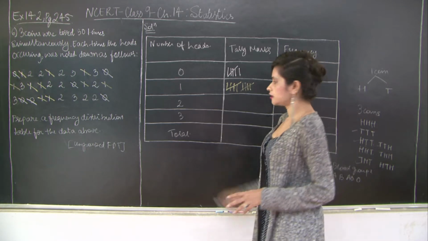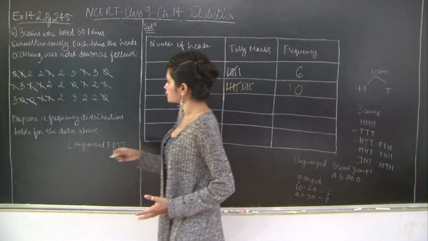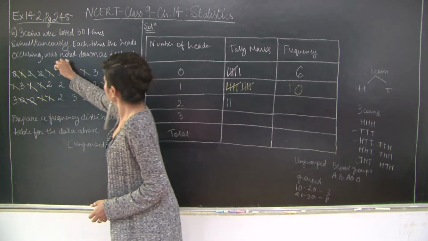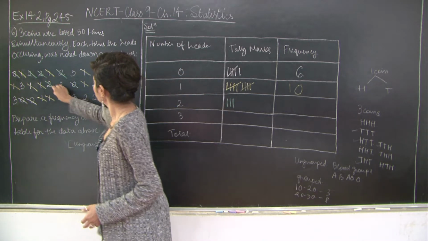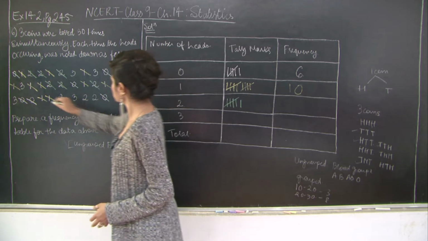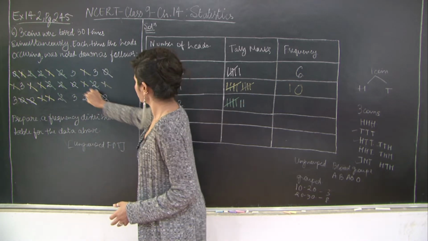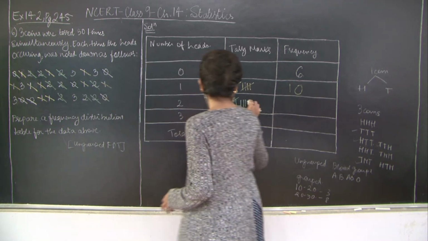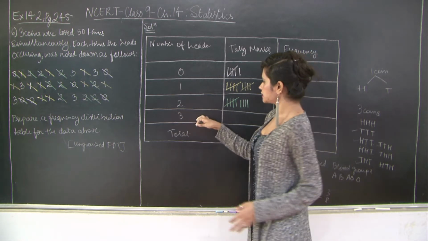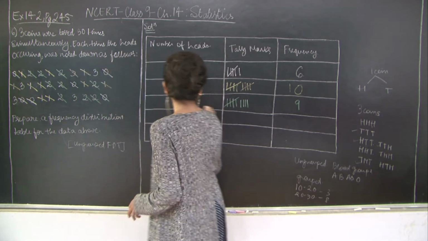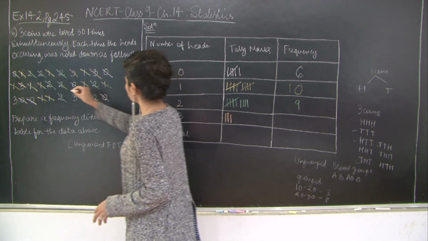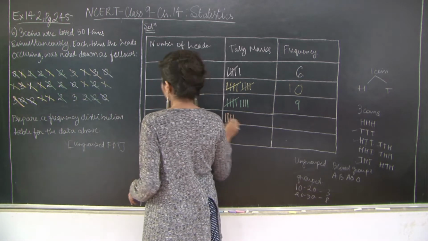Proceeding with the third category, which is 2. So you have 1, 2, 3, 4, 5, 1, 2, 3 and 4. So 5 plus 4, 9. Proceeding with the last category, that is 3. So this is going to be 1, 2, 3, 4 and 5.